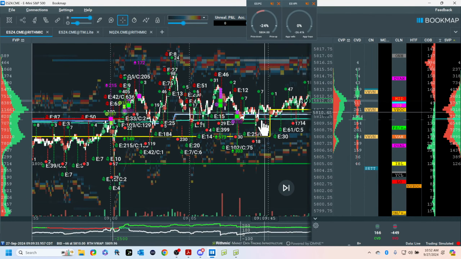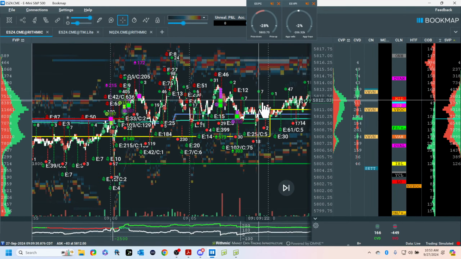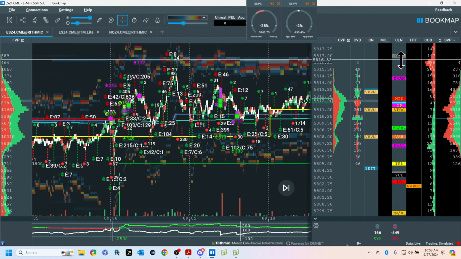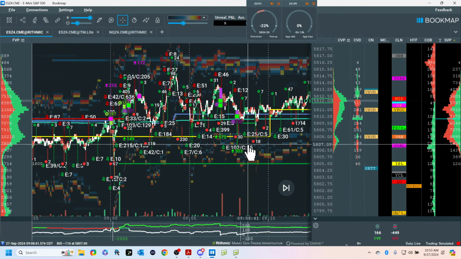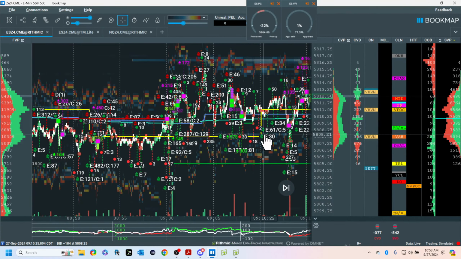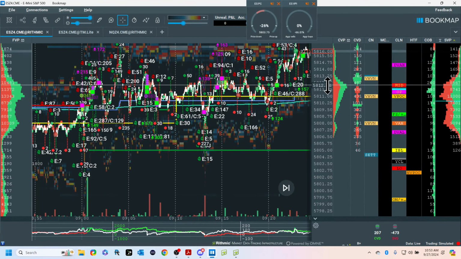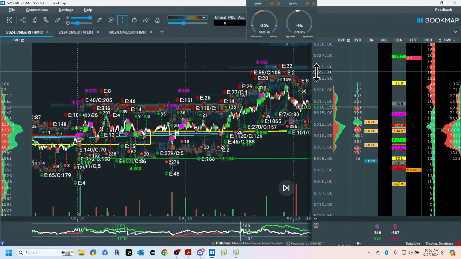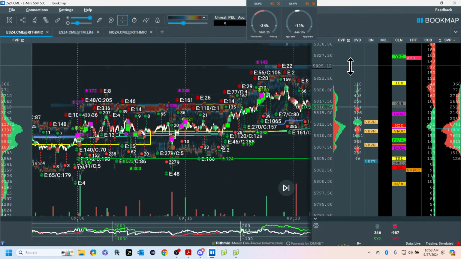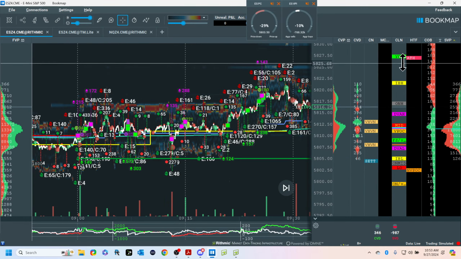VPOC migration, suggesting higher. So I'm sitting long. I'm going for this and higher. That's my trade. This is support down here. I get my overnight high, wherever it is, there it is, target, and then one for the Hail Mary passes, I think of it. If you know American football, that's when they just throw it and hope somebody catches it. So this was my target.